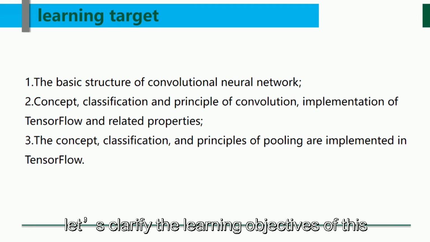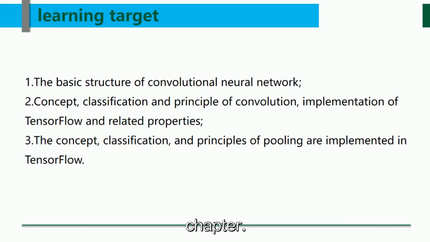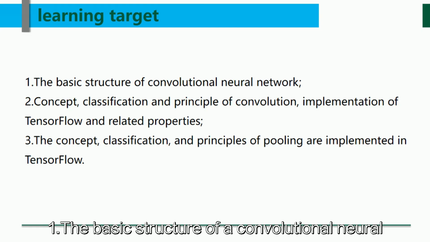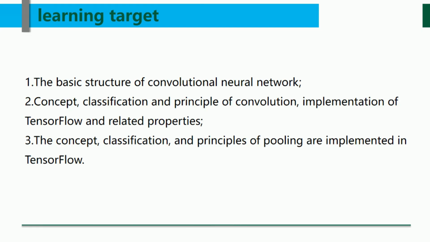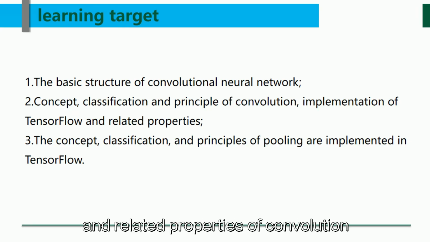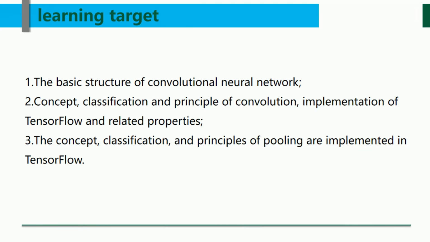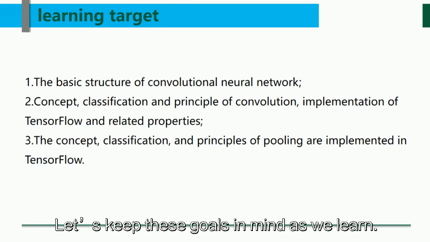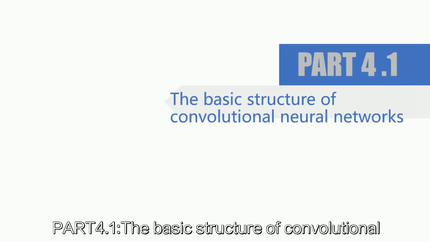First, let's clarify the learning objectives of this chapter. By the end, you'll master 3 key points. First, the basic structure of a convolutional neural network. Second, the concept, classification, principle, TensorFlow implementation, and related properties of convolution. Third, the concept, classification, principle, and TensorFlow implementation of pooling. Let's keep these goals in mind as we learn.